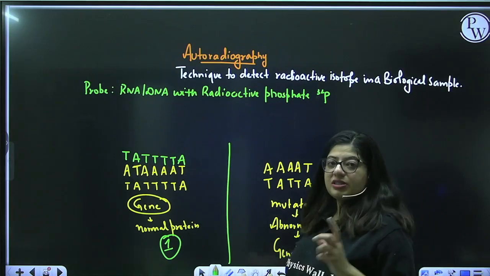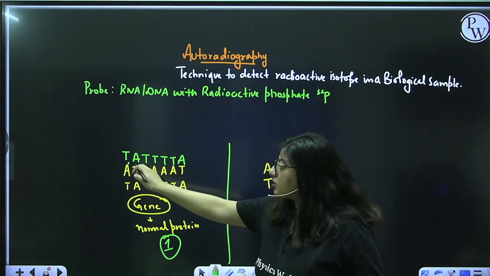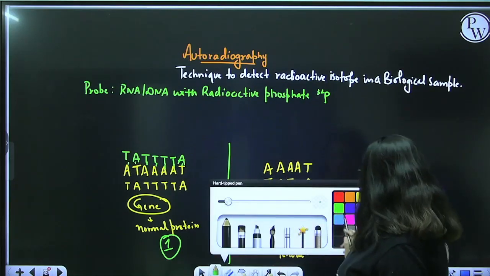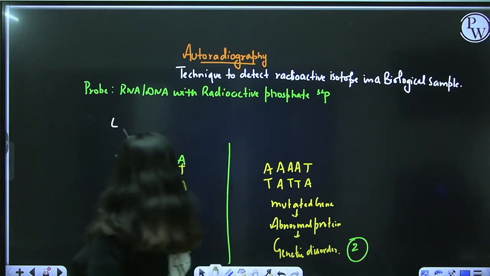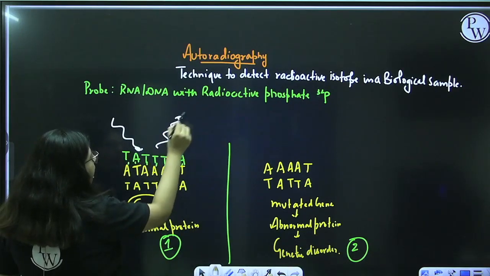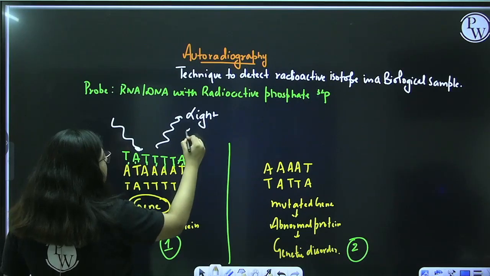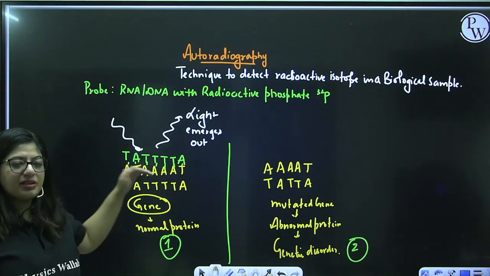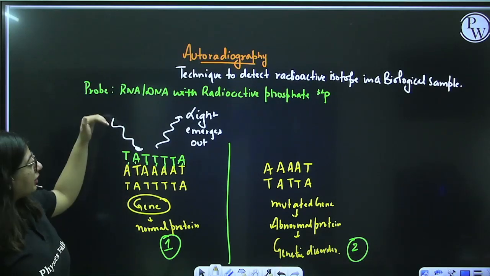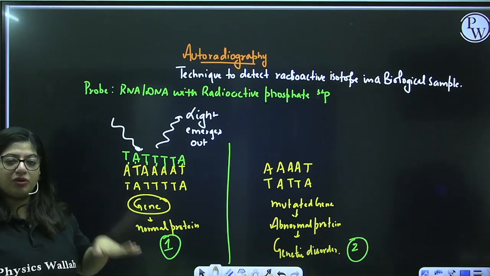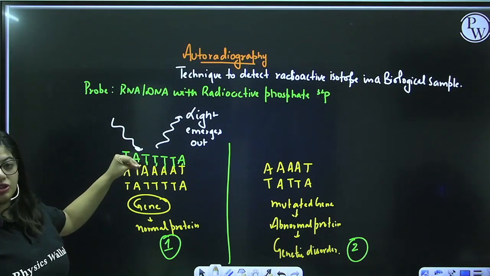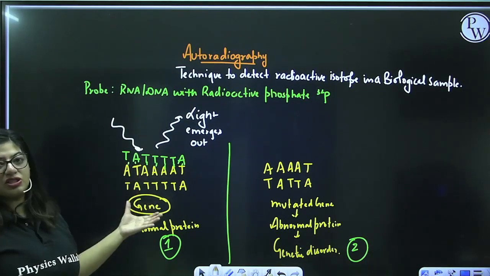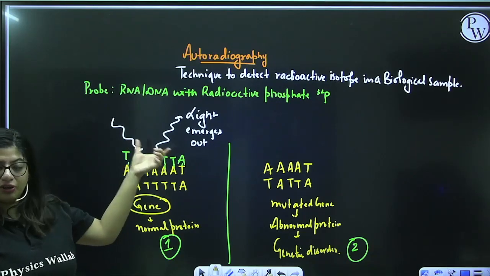Now, if a person is normal, the radioactive probe will attach to its sequence of DNA. Once this is attached to the DNA, if I keep it on a photographic plate and give some energy or light, I can see light emerge from this photographic plate. If light emerges, that means there is a presence of radioactive material. That means the person's genes are normal. So this technique is autoradiography.